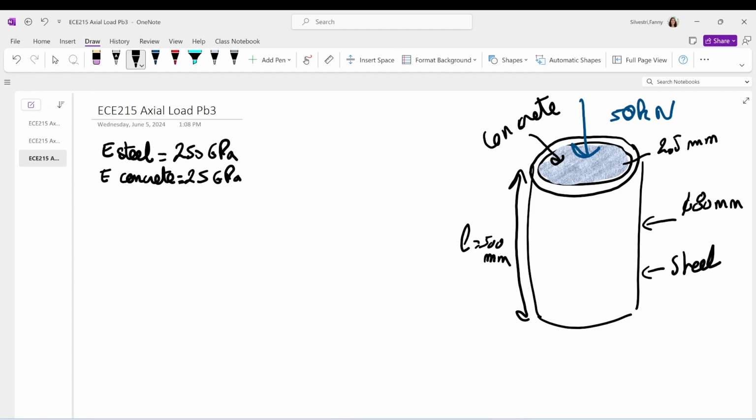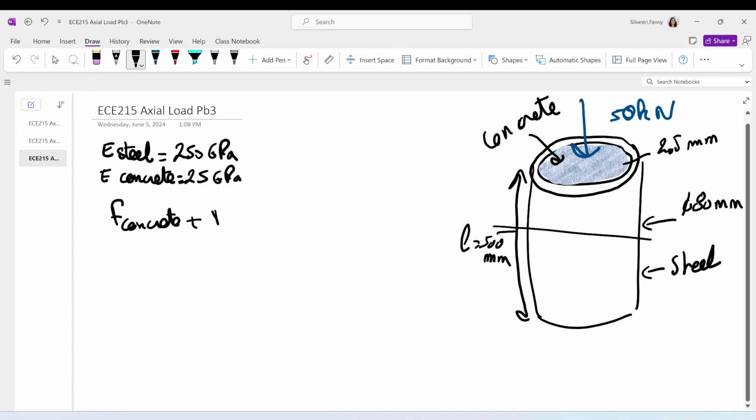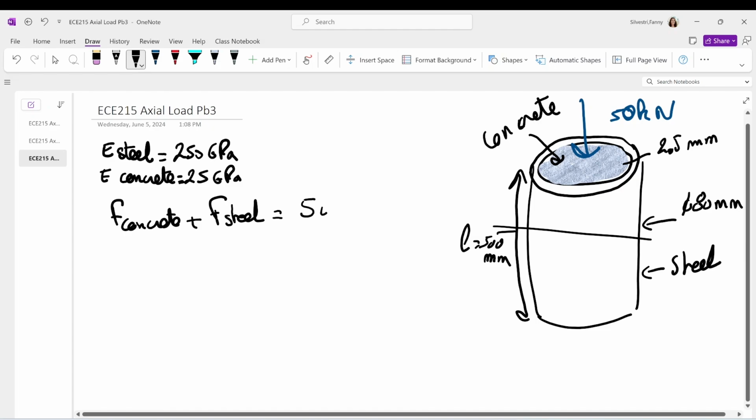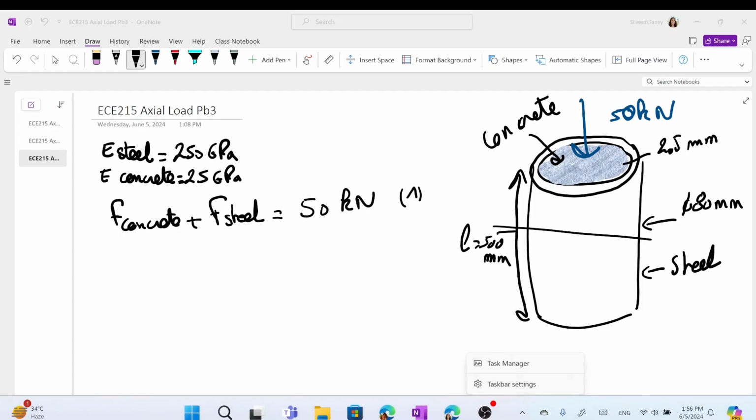So how do we find those forces? What we know is, if we do a cut anywhere, let's say in the middle there, the force in the concrete plus the force in the steel will be equal to 50 kilonewton. The 50 kilonewton is on the area of both of them together, but the force inside each will be different because they do not take the forces the same way. So this is equation number one, and we have two unknowns.